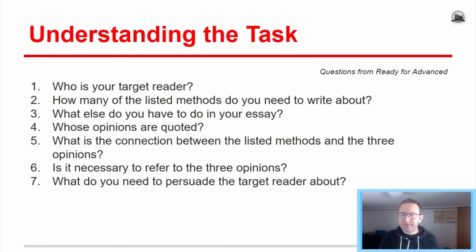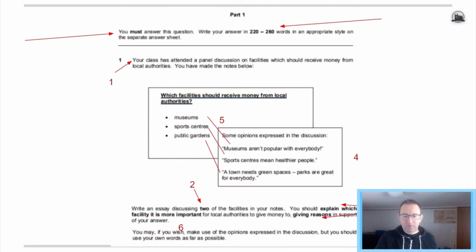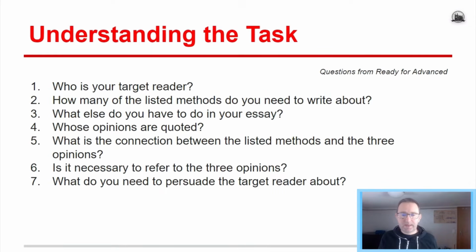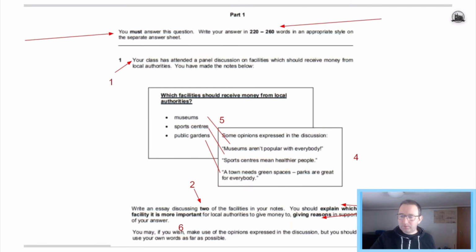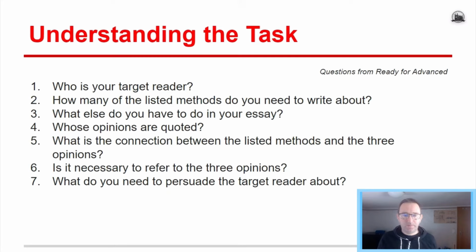How many of the listed methods do you need to write about? Where I've got the red 2, it says write an essay discussing 2 of the facilities. Writing about 3 of them is pointless and will only do harm to your score. So you write about 2 of them. What else do you have to do in your essay? So red number 3, you should explain which facility is more important and give reasons. So explaining and giving reasons.